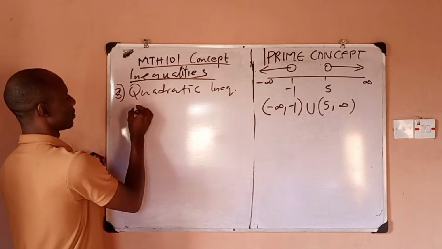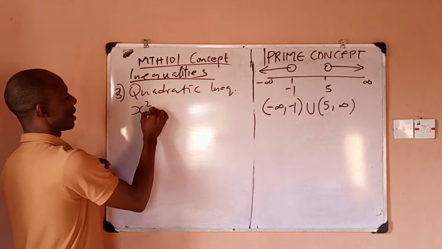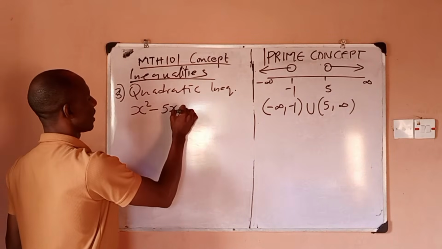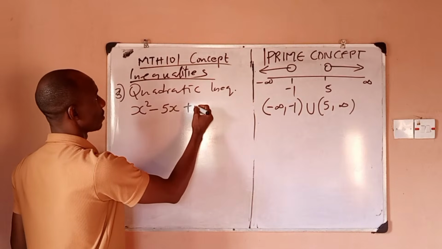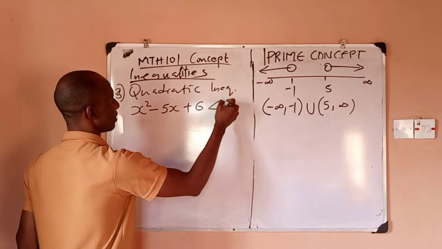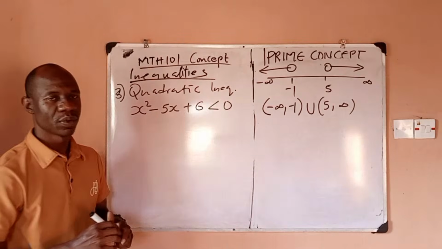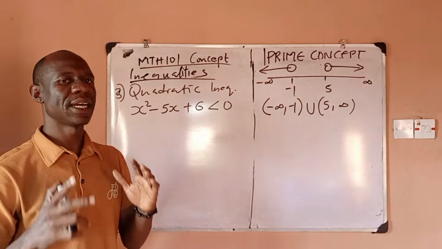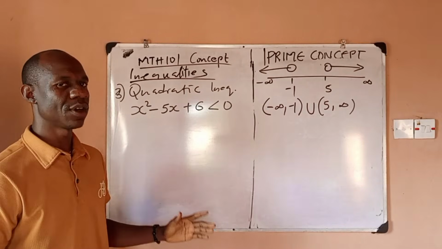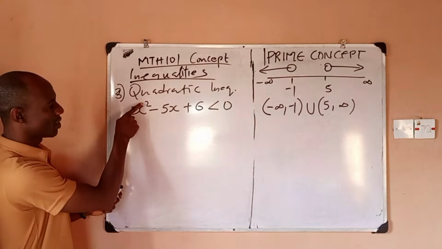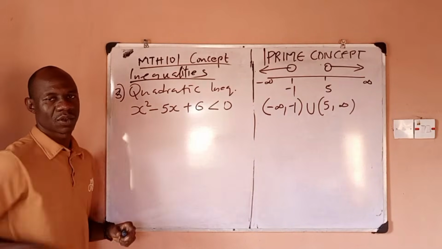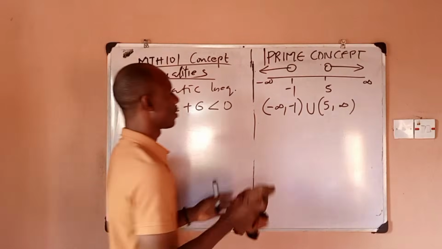So for example, say you have x squared minus 5x plus 6 less than 0. Now, I hope you don't need a soothsayer to tell you that this is a quadratic inequality. Of course, you don't need a soothsayer. Why? Because the highest power of x is 2 and you have an inequality. So how do you solve quadratic inequalities?